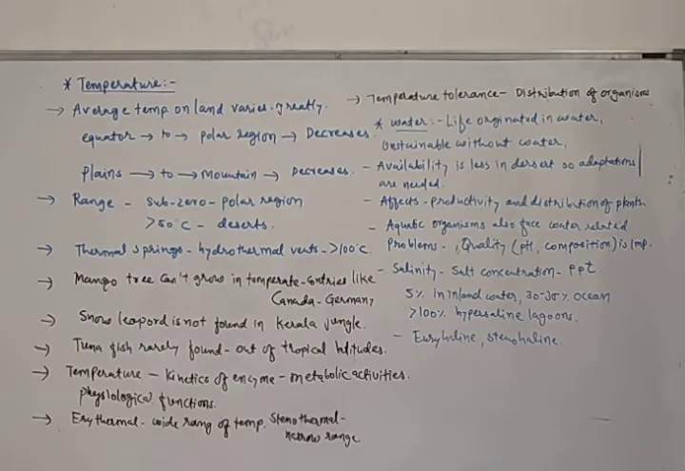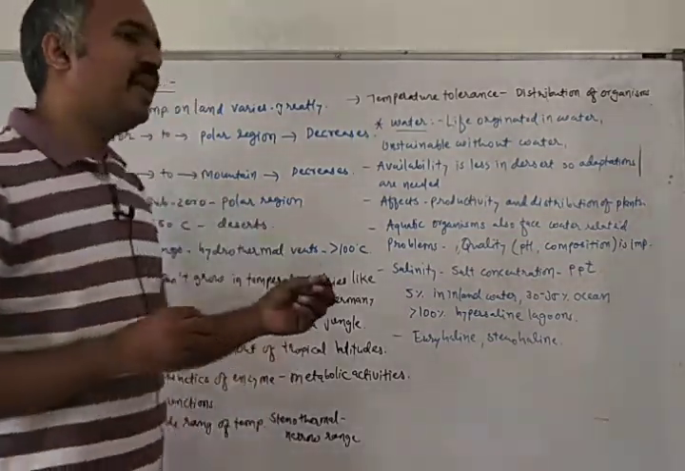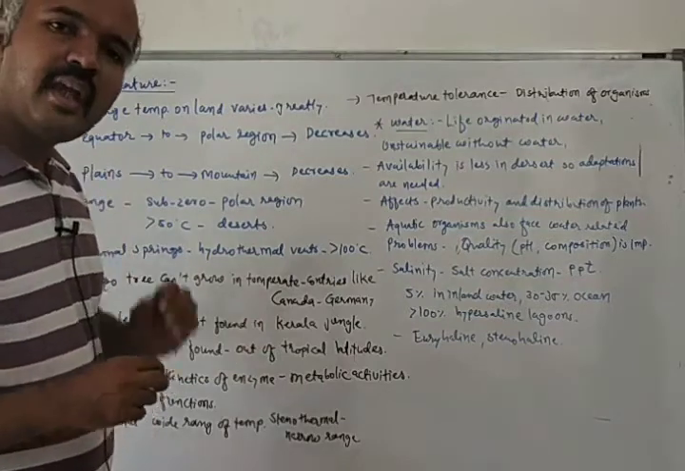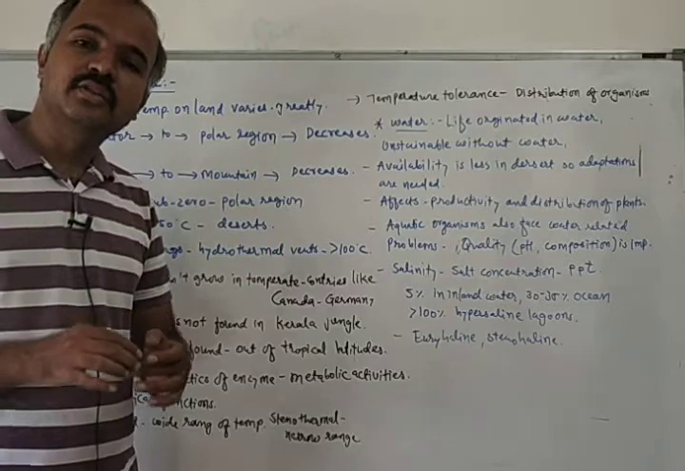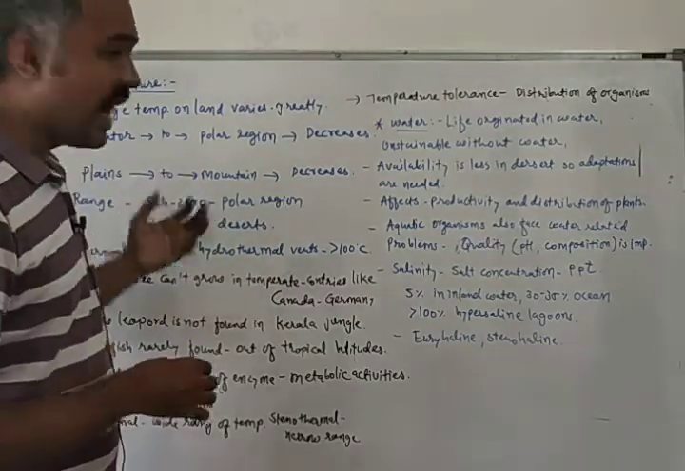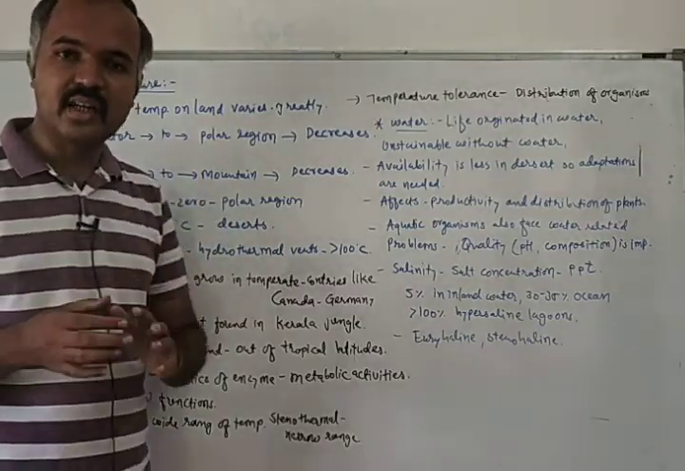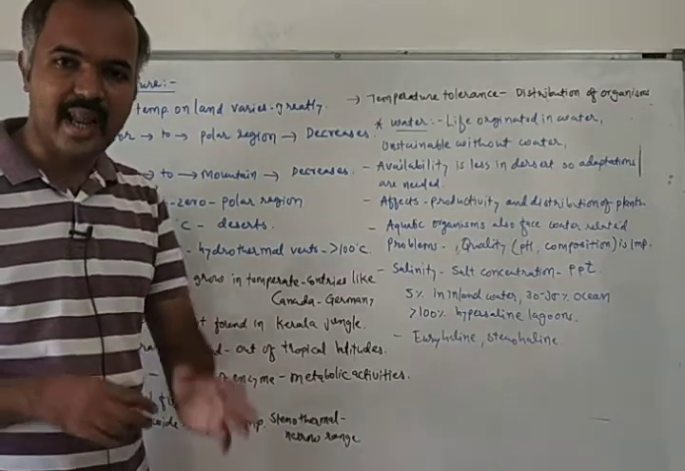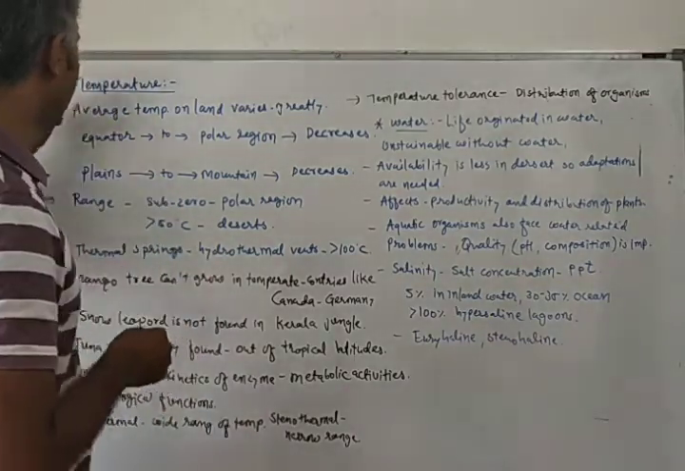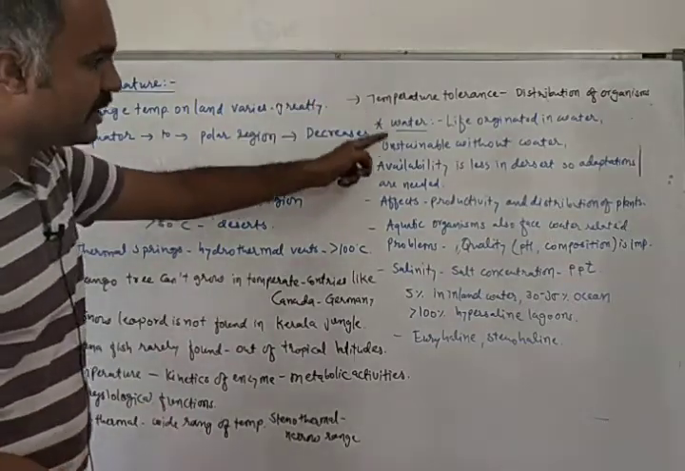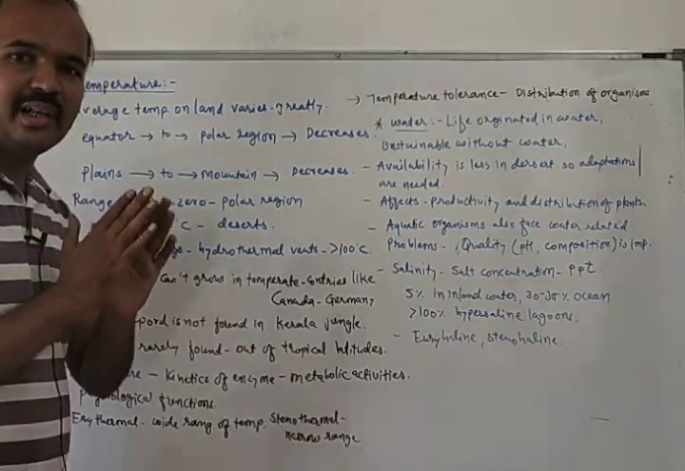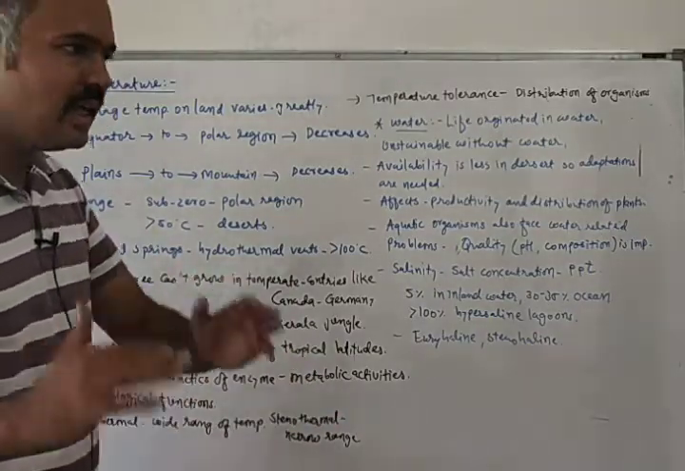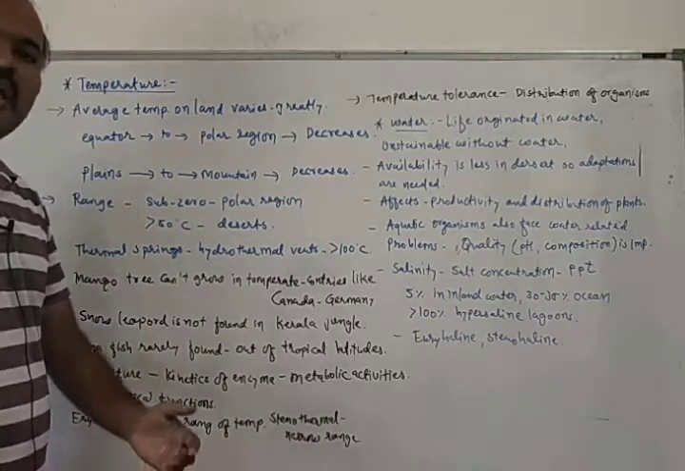So students, we have seen that each habitat has two types of factors, abiotic factors and biotic factors. In abiotic factors, temperature is there, water is there, then soil is there, and light is there. Out of them, we are going to start with temperature first, and then we will learn about water.